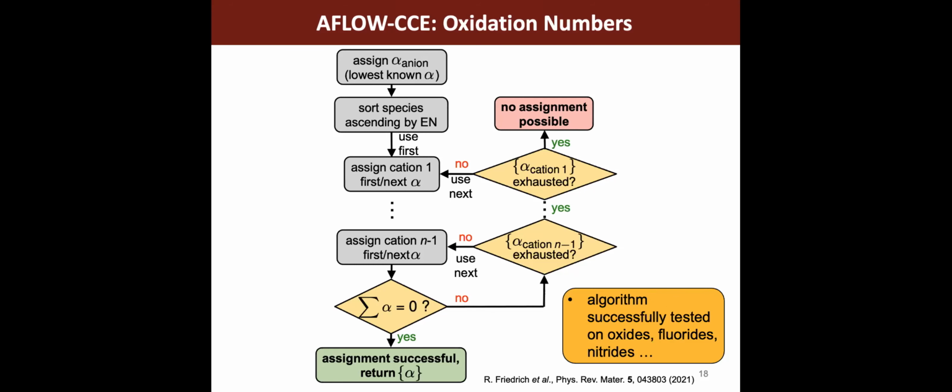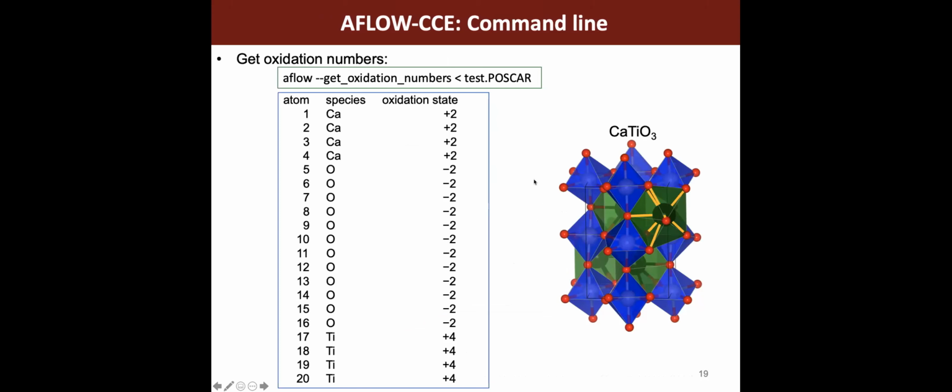And this can also be useful by itself, because the algorithm provides this option, AFLOW --get_oxidation_numbers. And then you just type in your structure. And then it will give you back, again in tabular form, for each atom in the structure, the species of that atom and the oxidation state of that atom. And it can even, and we will see this in the exercises, treat certain tricky cases. And this is what we will see.